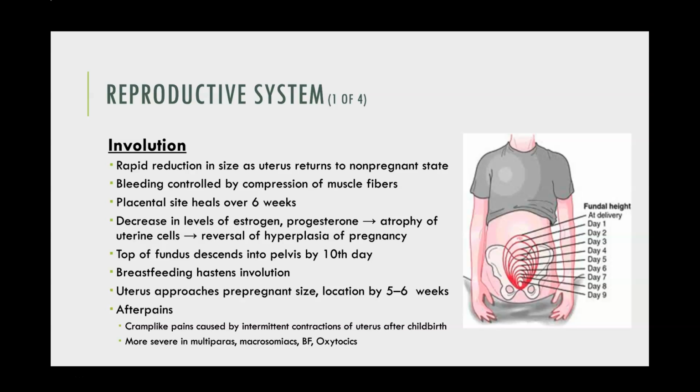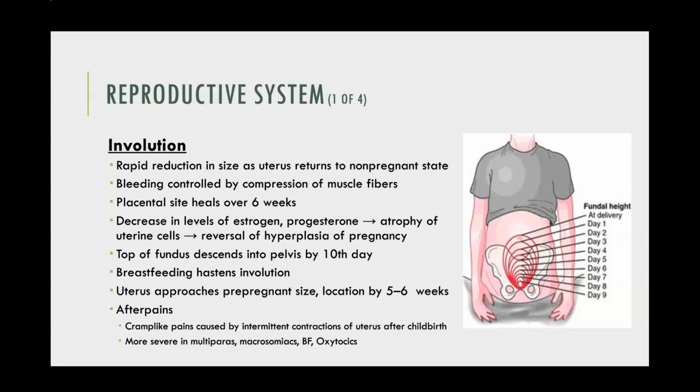And you should know that your mom can also experience what we call after pains. And those are just basically cramps that are caused by the intermittent contractions that happen in the uterus after childbirth. Those contractions are good things because we want those contractions to control the bleeding postpartally. These after pains are much more severe in multiparas, moms who have delivered macrosomic babies, women who are breastfeeding, and women who are receiving oxytocics.